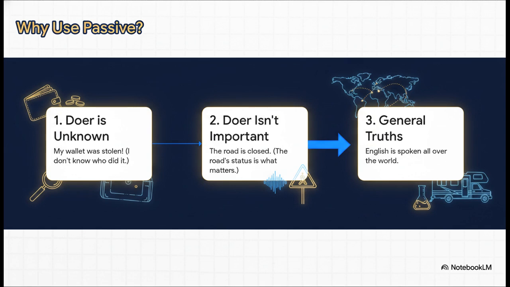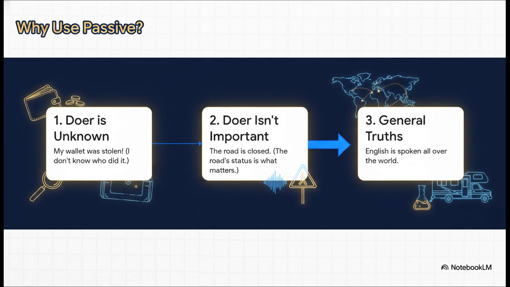Makes sense. Now, case file number 2. The doer just isn't important. Think about it. When you hear a new album was released by Imagine Dragons, the really important thing is the new album, not some random person at the record company who pushed the button to release it. The action is the celebrity here. And finally, case file number 3. We use it when we're talking about general facts or processes. Things like, English is spoken all over the world. That's just a general truth. We don't care who specifically is speaking it.